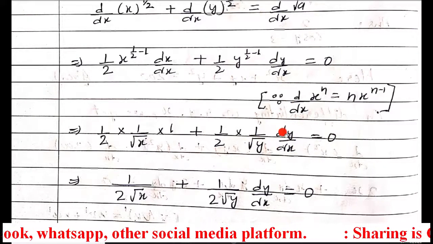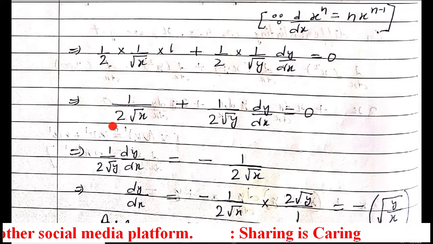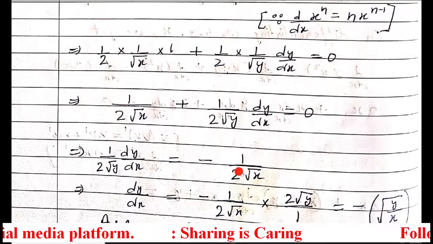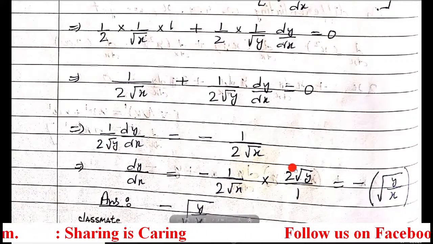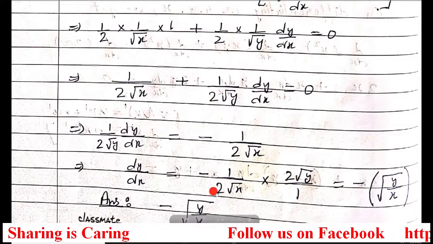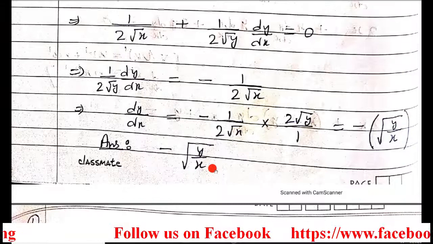Now what we want is dy over dx, so we'll shift this term to the other side. When this term goes to the other side, it becomes negative, and since it was in multiply, it will go in divide, so we take the reciprocal. Then 2 cancels by 2, and we obtain this. Hence the first part of the second question is completed.